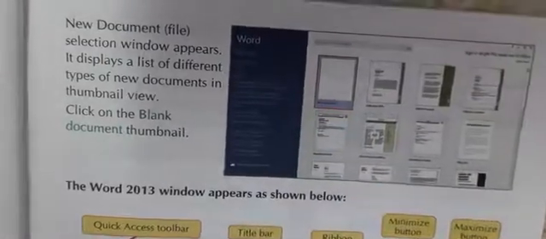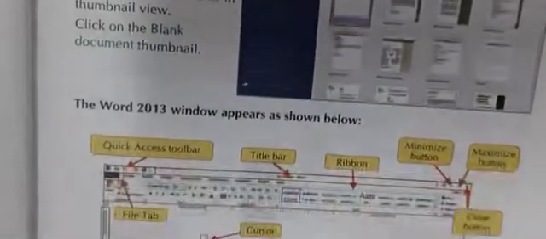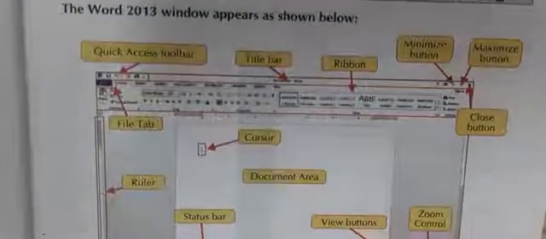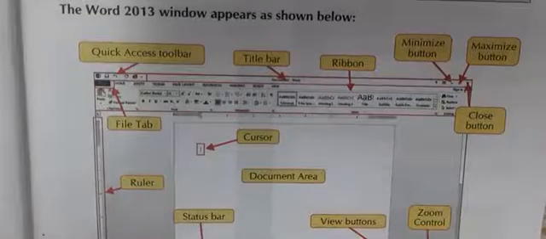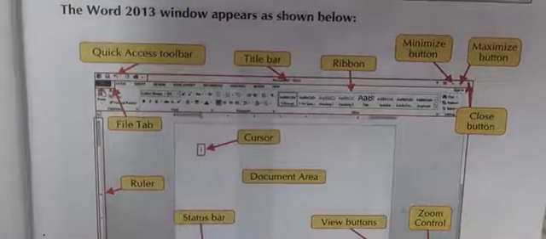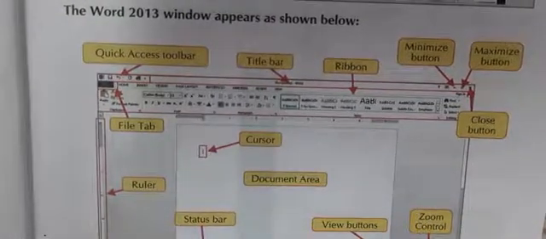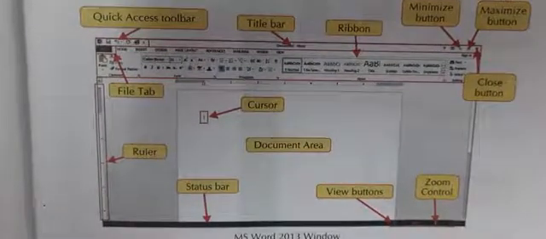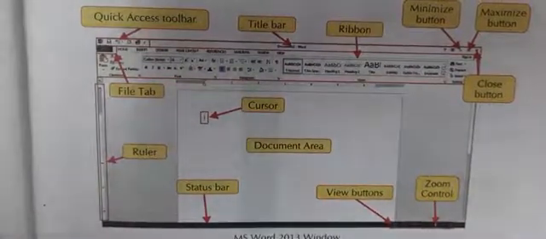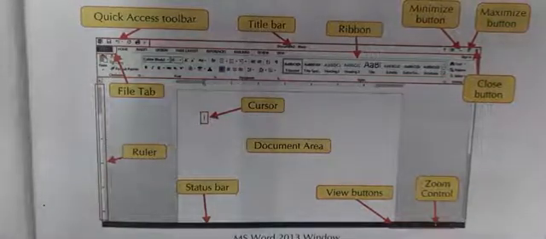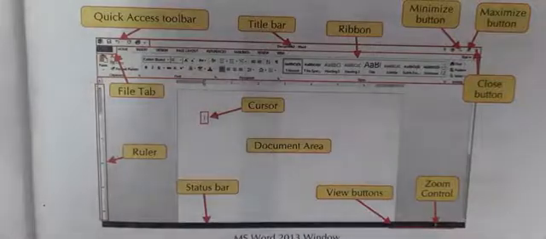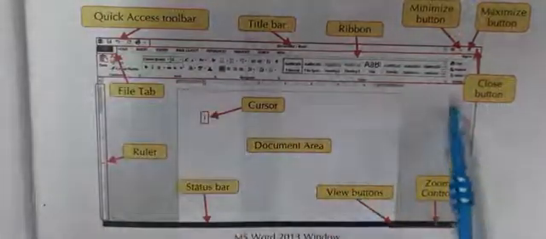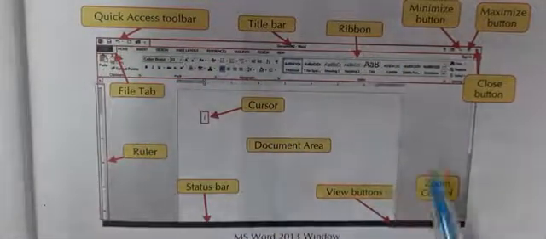Then the Word 2013 window appears as shown below. You can look at the window clearly. This is the MS Word window. It has different parts. Now we are going to learn about the different components of the MS Word window.